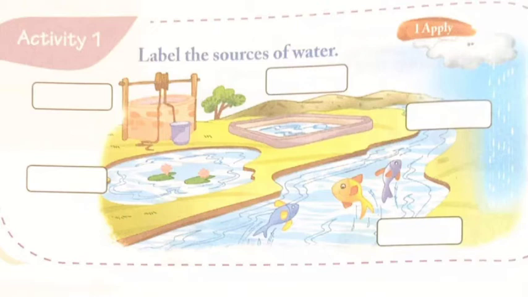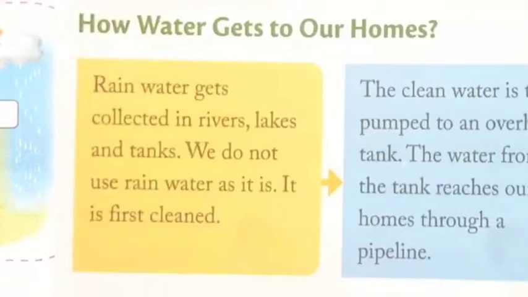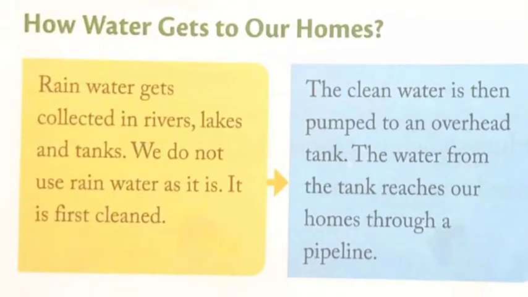You are given some pictures. In this picture, you can see a river flowing, a pond, a well, and some clouds also. So you have to label the sources of water and write the names against the boxes given in the picture. How water gets to our homes. You can see in the box it's written, rainwater gets collected in rivers, lakes, and tanks.